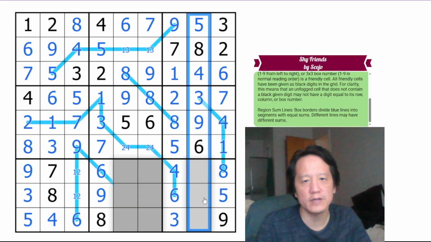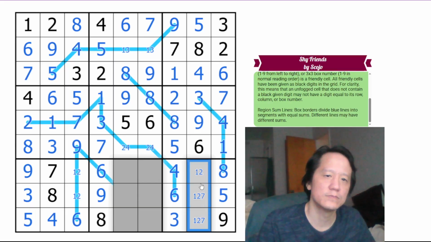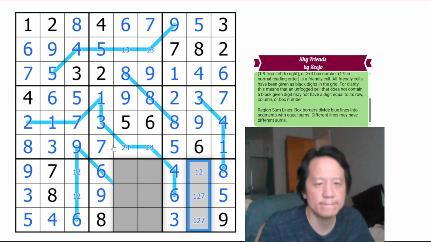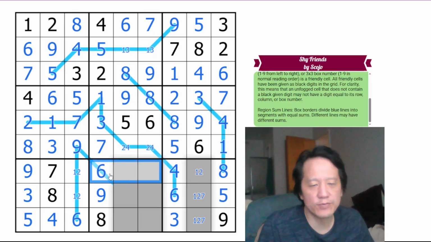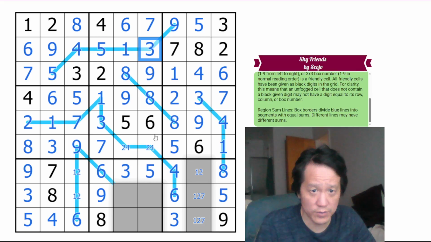In column 8, we have 1, 2, and 7 remaining. This can't be 7, so this is 1 or 2. This could be 1, 2, or 7. We have a 1, 2, 1, 2 pair in row 7, which means the rest of the row cannot contain 1 or 2. We only have 3 and 5 left then. And this can't be 5 because of the 5 in the column, so this is 3, this is 5. The 3 eliminates 3 here, so it's 1 and 3.